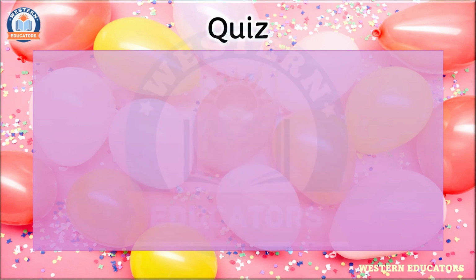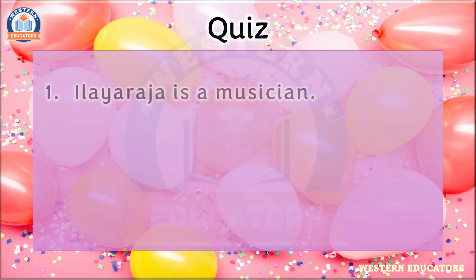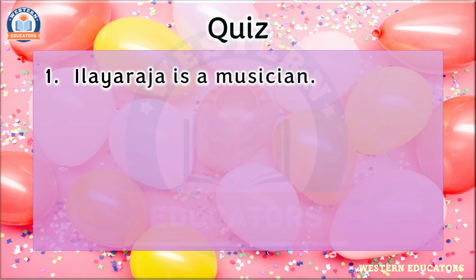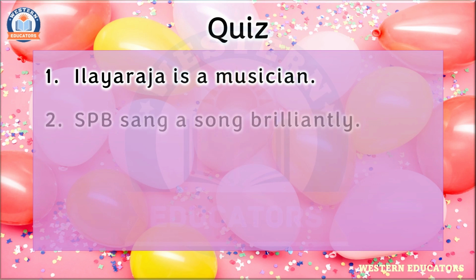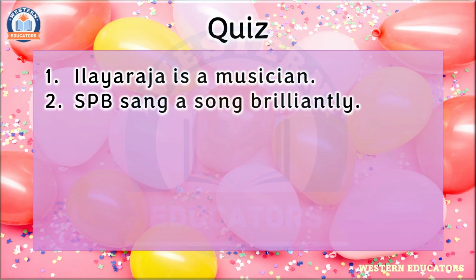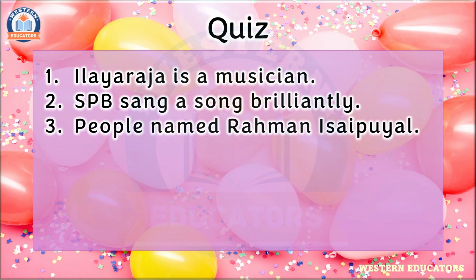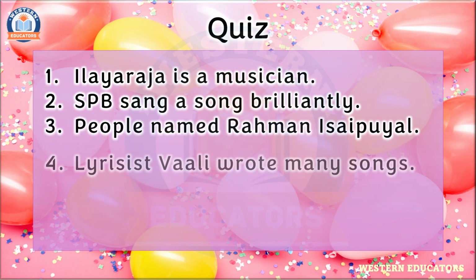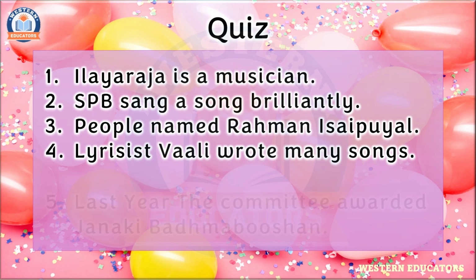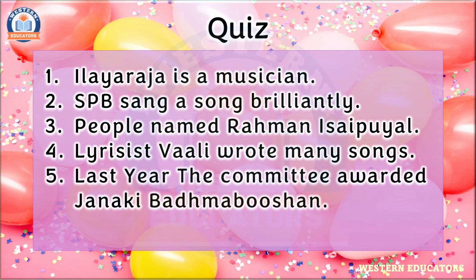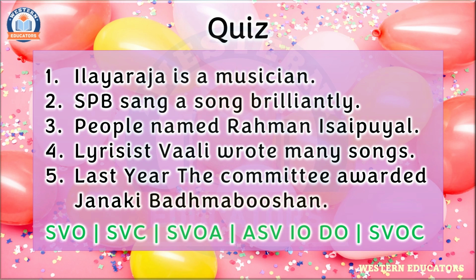Dear friends, we have some questions here. If you know the answer, comment it. And the options are given. Ilayaraja is a musician. SPB sang a song brilliantly. People named Rahman Isai Puyal. Lyricist Wali wrote many songs. Last year, the committee awarded Janaki Padma Bhushan. These are the options given to you.